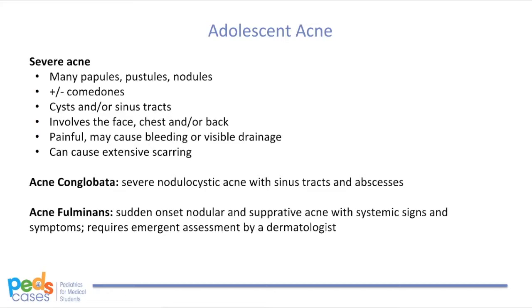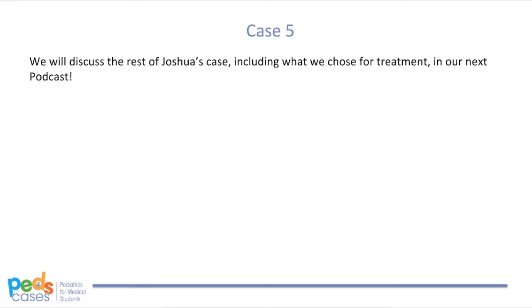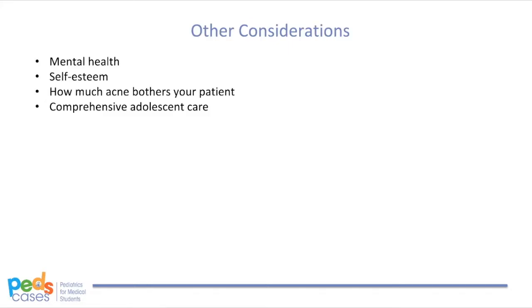It requires emergent assessment and management by a dermatologist. It is most common in boys between the ages of 13 and 16. Specific management of acne conglobata and acne fulminans is beyond the scope of this podcast. We will discuss the rest of Joshua's case, including what we chose for treatment, in our next podcast, so stay tuned. To wrap up this podcast, we'd like to just mention a few other considerations.